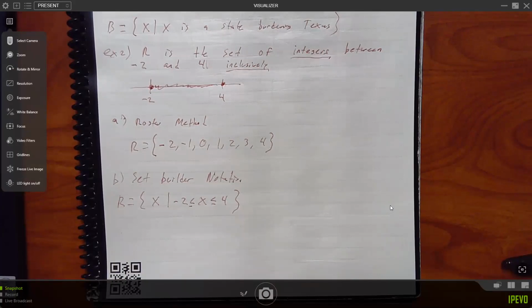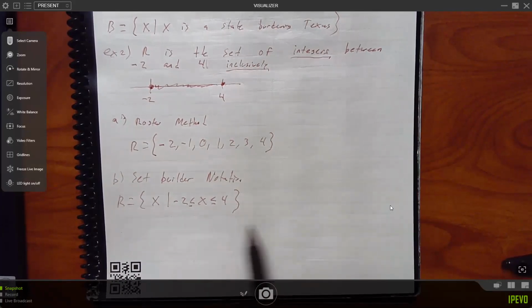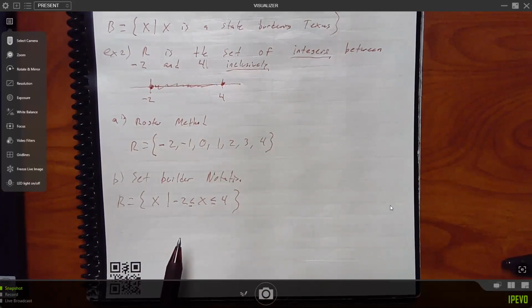So if they would have said all the integers above 5, you would say x such that x is greater than 5. That's it. That makes sense?